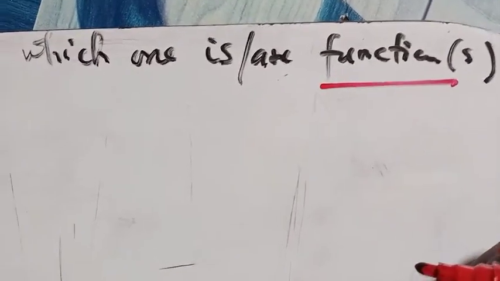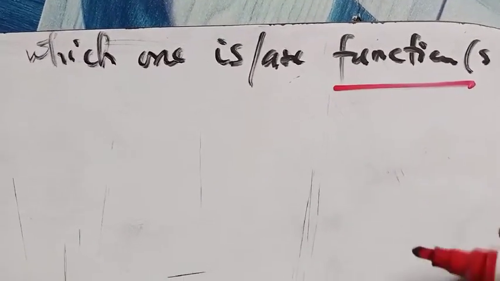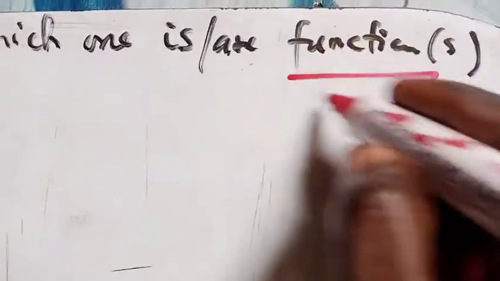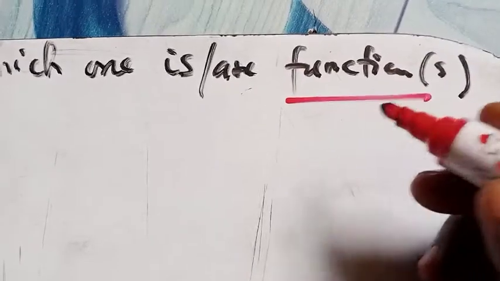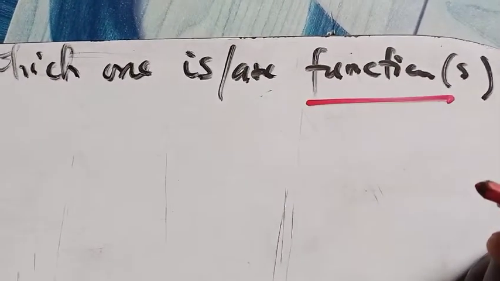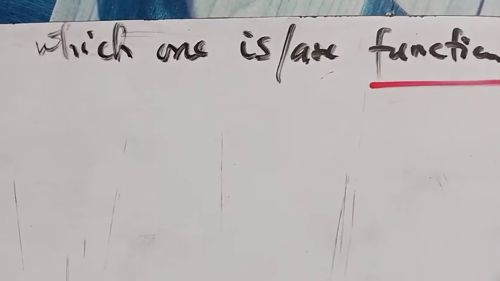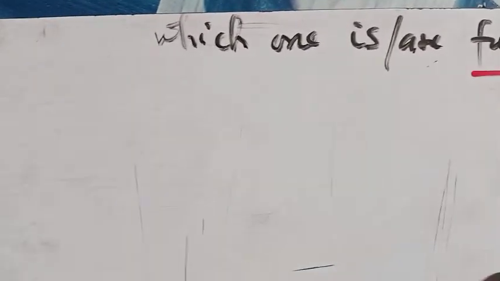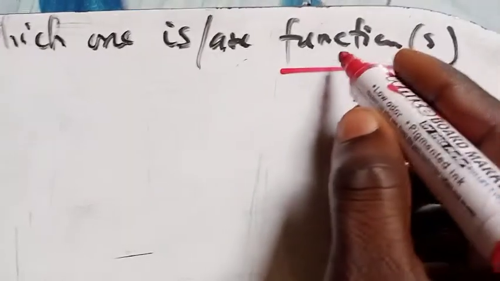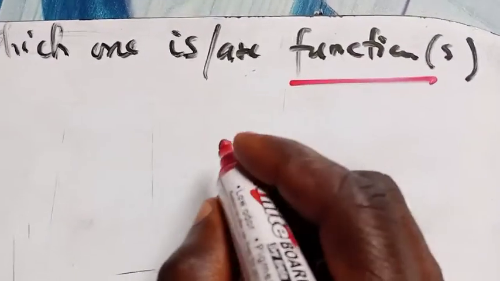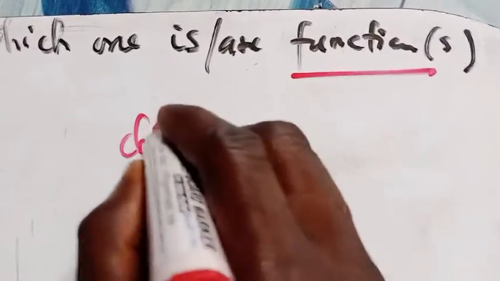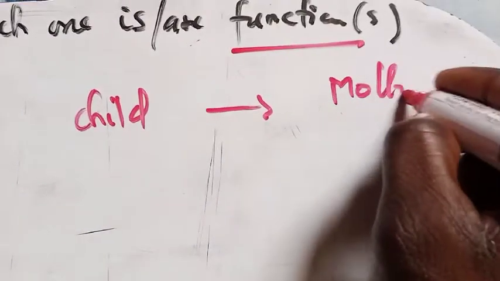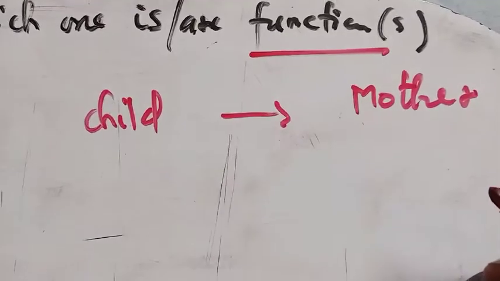Now, for you to determine which one is a function, you have to know exactly the meaning of this function. If you know the meaning or the definition of a function, you can easily proceed and do your calculation or understand exactly what they are asking you to find out. Now, the question says that we should determine which of the following diagrams. The idea of a function is that every child here has a mother. If you know this analogy, you are free to go, which is obvious.